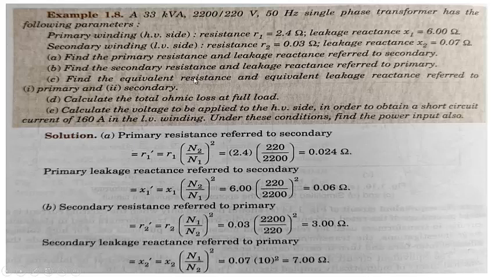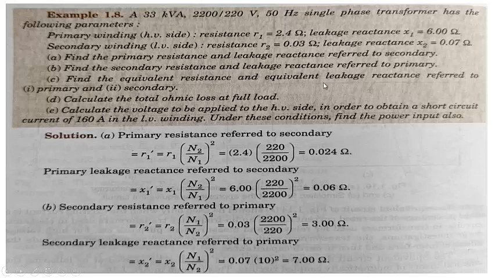Referring the secondary leakage reactance and resistance to the primary side, we have to multiply them by this transformer ratio. Now it is 2200 divided by 220 whole square. It will be equal to R2 (N1 by N2) whole square, that is 0.03 into 10 square. It will be multiplied by 100, that will be 3. For this case, it will be 0.07 into 100, that will be 7 ohm. This is the referring on the primary side and the secondary side.